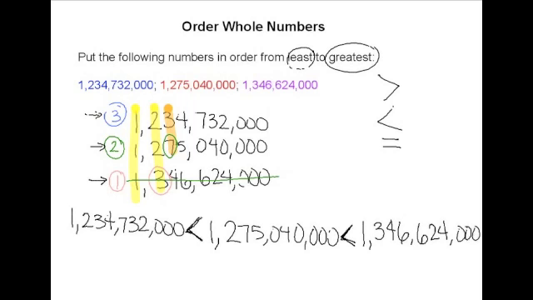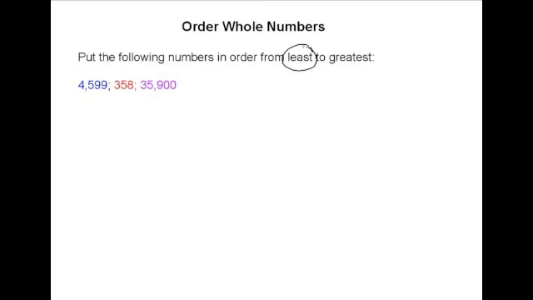Here's another problem where I need to put these numbers in order, again from least to greatest, as my problem asks. So first I'm going to rewrite these three numbers on top of each other, lining them up as if they were in an invisible place value chart. So I have 4,599.